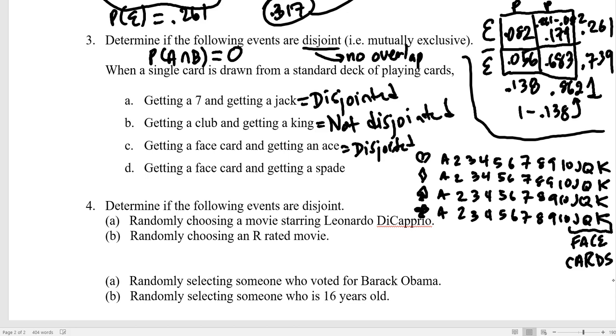Can you have a face card and a spade? Here are all the face cards. Here are all the spades. Are there face cards that are spades? Yes. There is a king, queen, and jack of spades. So therefore these are not disjointed.